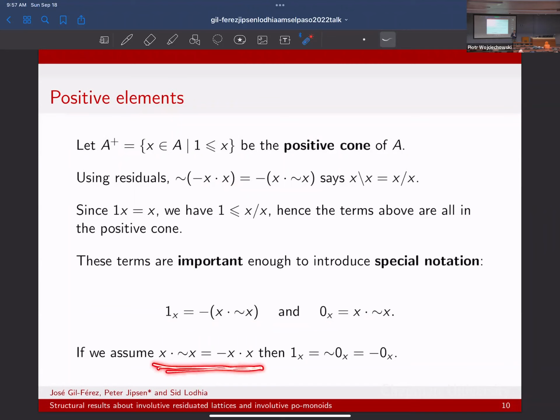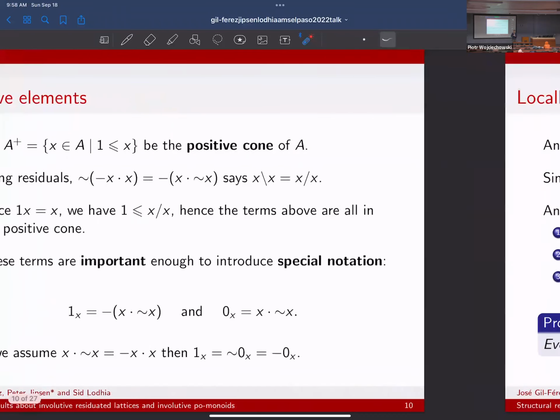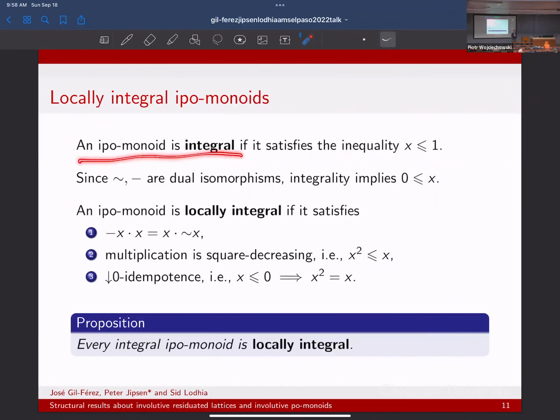So if we assume this one, that seems to be enough, then we already can tell that 1x is correctly connected to 0x in the standard involutive way. Now, an IPO monoid is called integral if x is below 1 for all elements x. I don't have a join, so I can't express it with an identity, but it's called a universally quantified inequality, and the theory of IPO monoids is not, we're not talking about varieties, we're talking about partially ordered varieties.